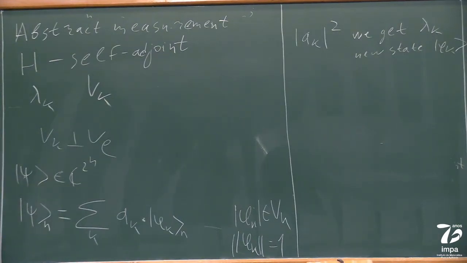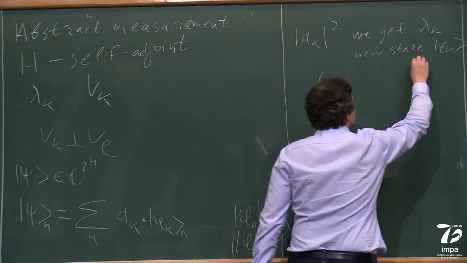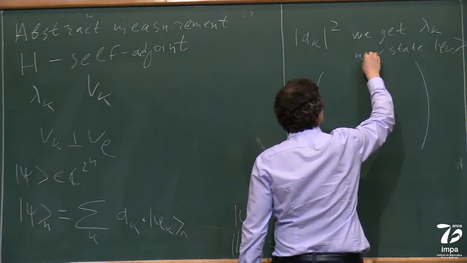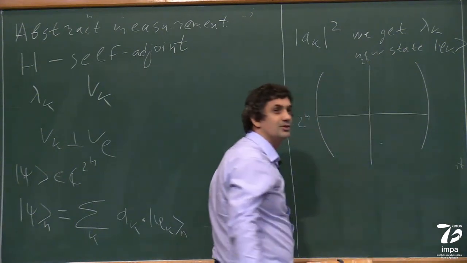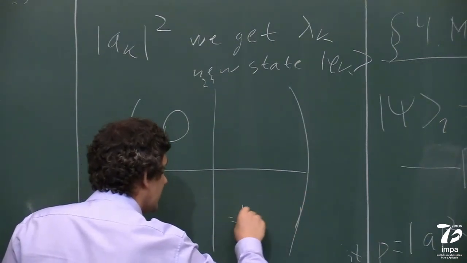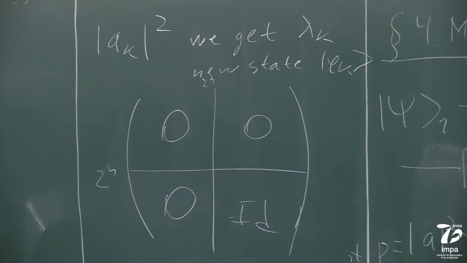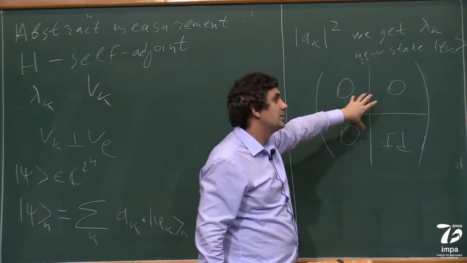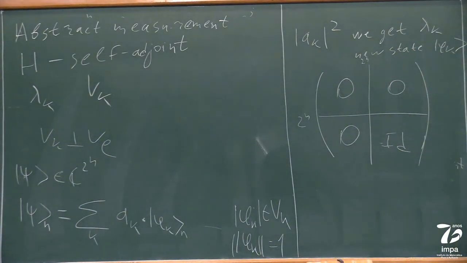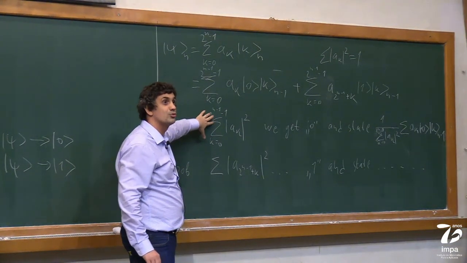Of course, if you consider measurement of the first qubit, it will be the following operator. I will write it as a matrix to the power n, and I separate it with blocks. This block will be zero, this block will be identity, and this will be zero, zero. So you can check that if I apply this abstract theory to this operator, I will get exactly what was explained here, because this was just a projection to a proper space.